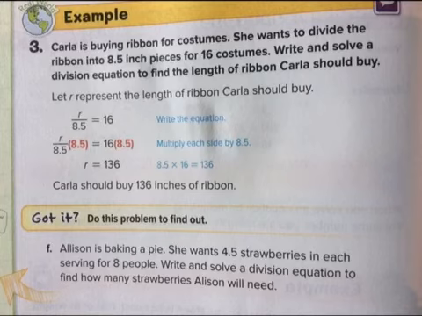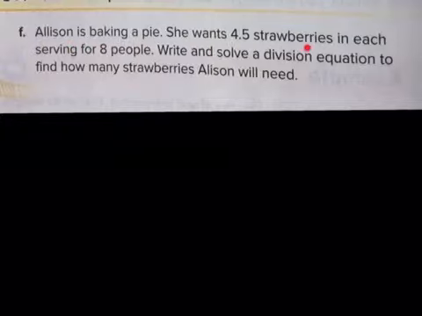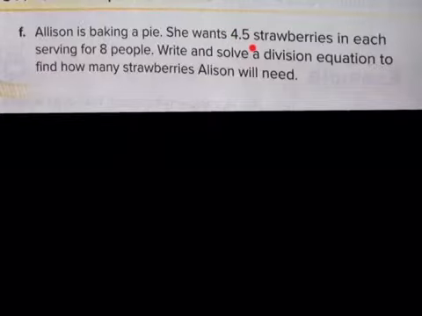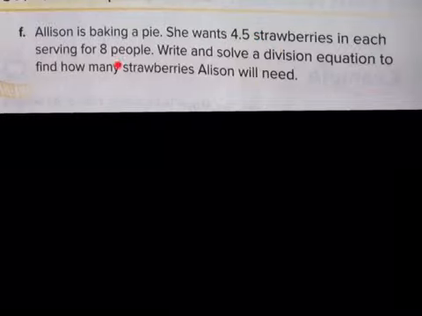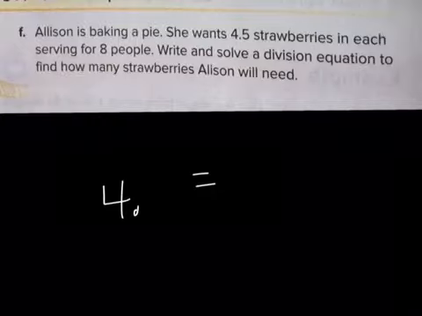As you can see by example 3, not all the questions or equations will have whole numbers. This one has a rational number with a decimal. Let's try question F. Allison is baking a pie. She wants 4.5 strawberries in each serving for 8 people. So she wants 4.5 strawberries in each serving, in each slice of pie for 8 people. So she wants this 8 times. Make sense?